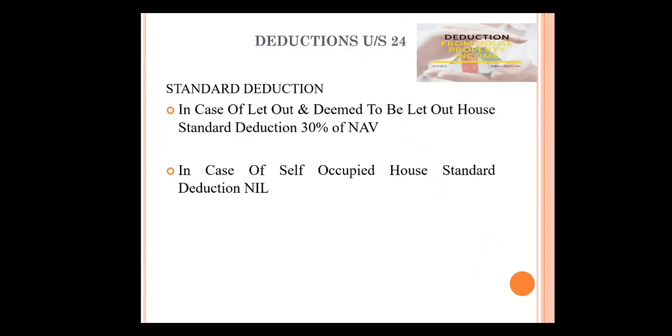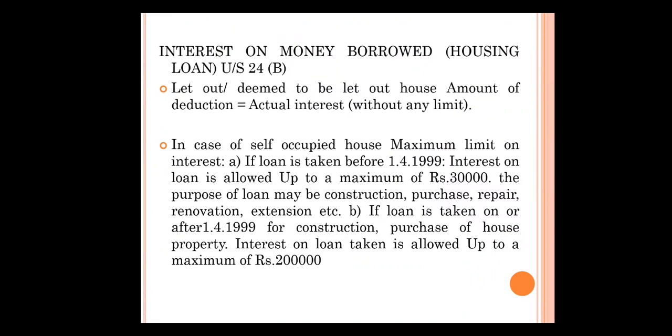And then we move on to deduction under section 24. We already discussed the deductions under section 24. There are two houses, that is let out and self-occupied. For let out property, we have a 30% standard deduction, and in case of self-occupied property, there is no standard deduction. And then we move on to interest on money borrowed for house loan. First, for let out property, there is no maximum limit.